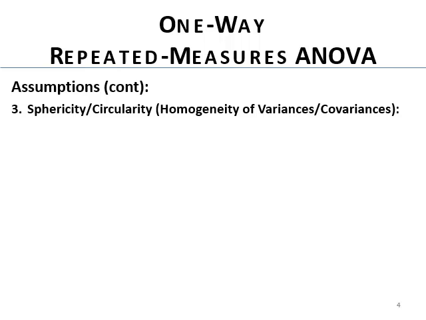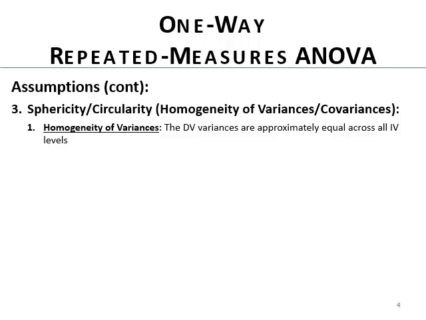So this one's new, I think. Yeah, this is new to you guys. Sphericity or circularity. It is the assumption of homogeneity of variance and covariance. And you guys have no idea what a covariance is, and that's okay. You don't actually need to. I'll give you a short way to tell what it is.